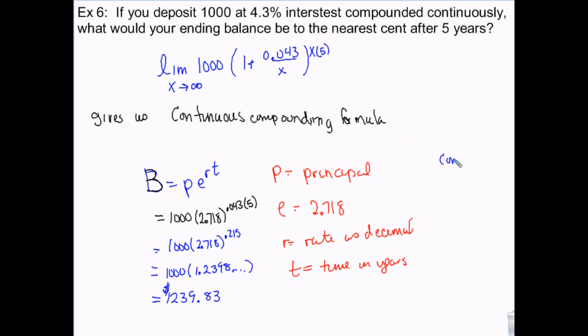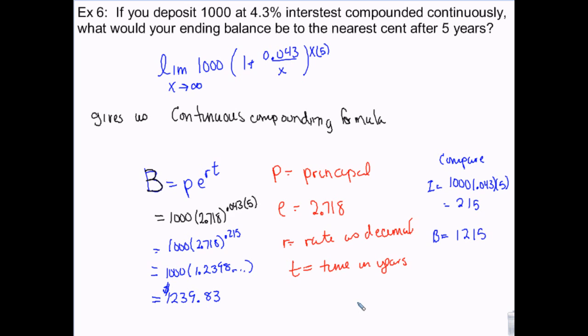Just to compare, with normal compounding, let's just do simple interest. So 1,000 times 0.043 times 5. With simple interest, I'd have 1215. With continuous compounding, these are infinite calculations. I get an extra 24.83 over 5 years.